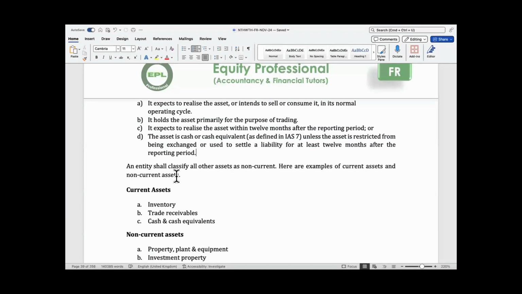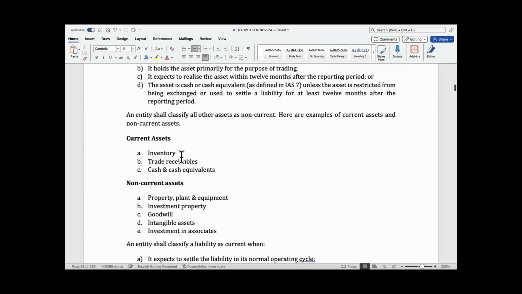Okay, and I gave you some examples here. Inventory, trade receivables, cash, all things being equal. Inventory for a business that wants to remain in business, you should sell your inventory within 12 months. You should sell it within 12 months if you want to remain in business. So it's a current asset.